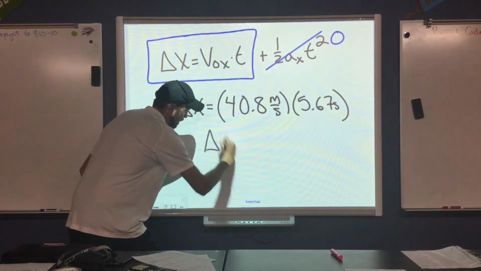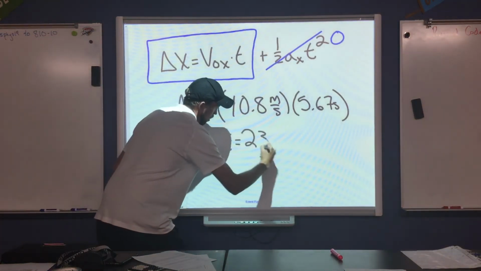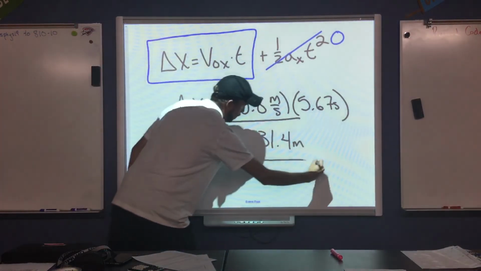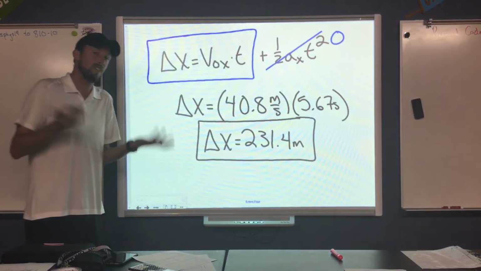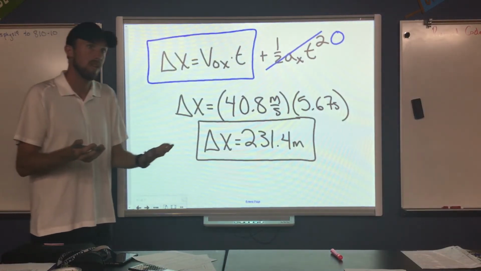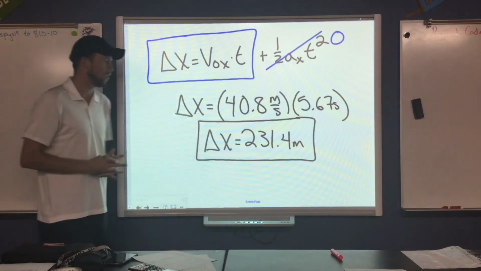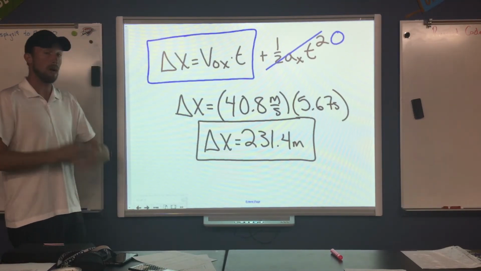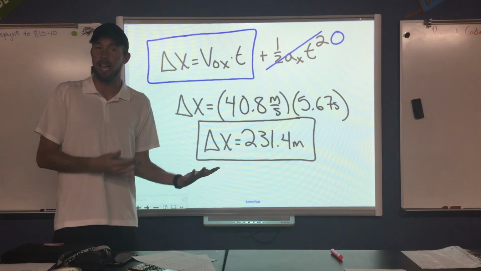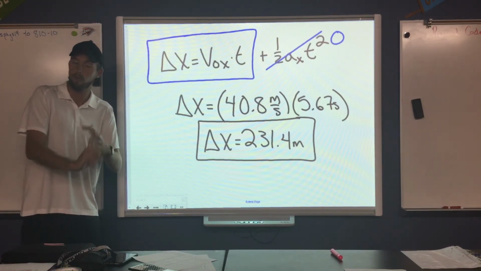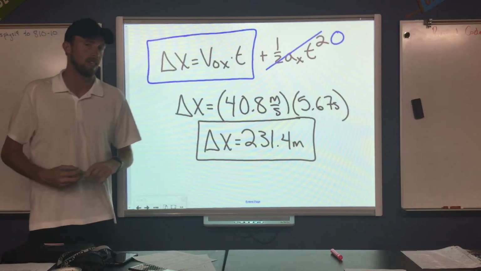231.4 as our delta x, which does seem like a reasonably high value, but remember, we're launching our projectile at about 45 meters per second, which is roughly like 90 miles an hour, so we should get a pretty high value for our delta x. So now we have a way of solving for our delta x by setting up our scenario, drawing a picture, listing out our variables, and working to get our desired answer.